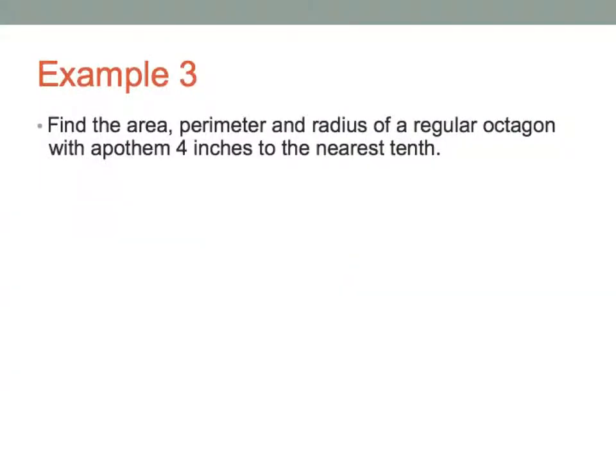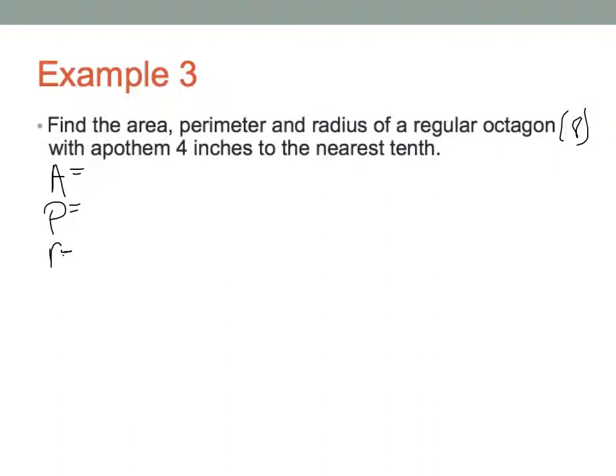Okay, Rams, find the area, perimeter, and radius of a regular octagon. And now an octagon is an 8-sided figure with apothem 4 inches to the nearest tenth. So we're looking for area, perimeter, and radius. And yes, an octagon has a radius. It's not just circles that have them.